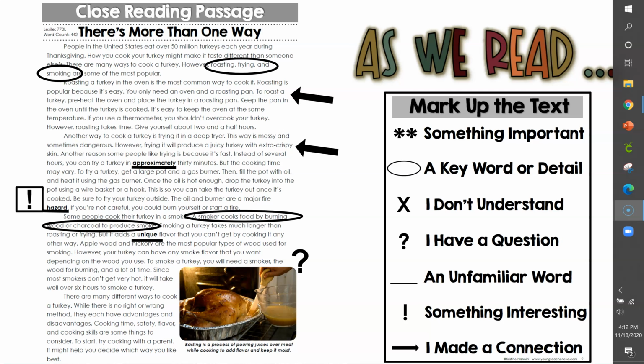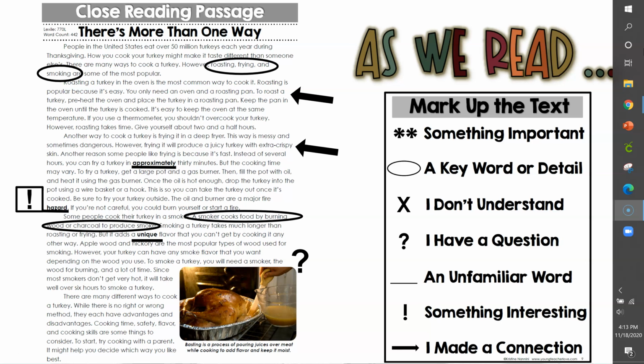To smoke a turkey, you will need a smoker, the wood for burning, and a lot of time. Since most smokers don't get very hot, it will take well over 6 hours to smoke a turkey. Can you think of a disadvantage or a con to smoking a turkey? Pause here and think about that. I think the major disadvantage that I see is that it takes 6 hours to smoke a turkey. Boy, oh boy, would I get hangry waiting that long for my turkey to be done. Let's finish off the text.